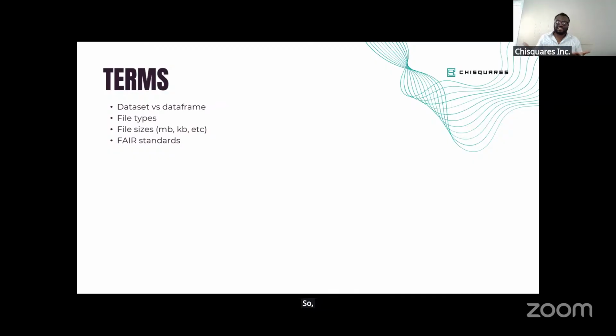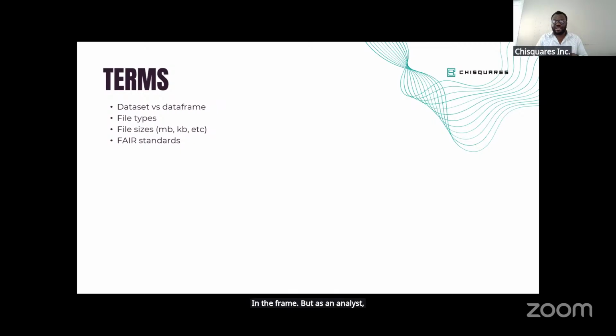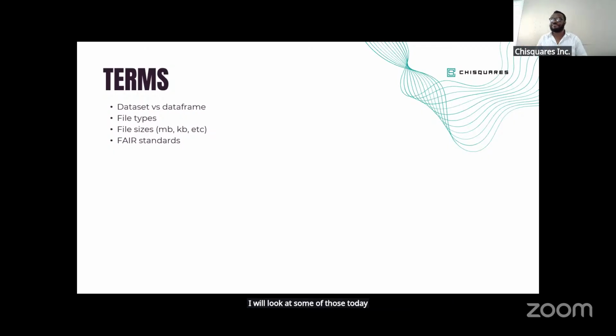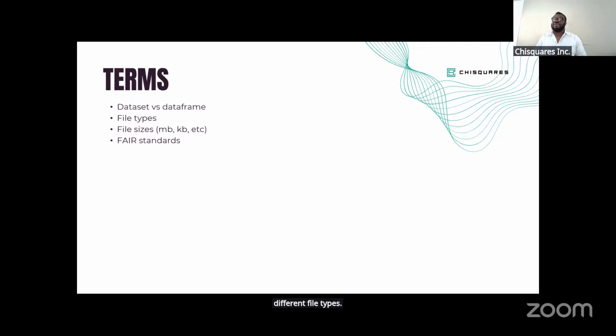So think of Excel spreadsheets. When you look at Excel, that's the first thing that comes to your mind. You see all these columns and all these rows. That's what we mean by a data frame. But as an analyst, you should be aware that data comes in other forms that may not be a data frame. And we'll look at some of those today. There are different types of file. Obviously, we can't talk about data analysis without introducing you to different file types and file sizes. We need to be aware of those things.